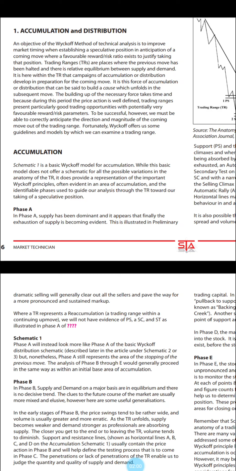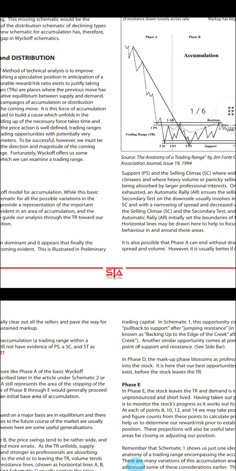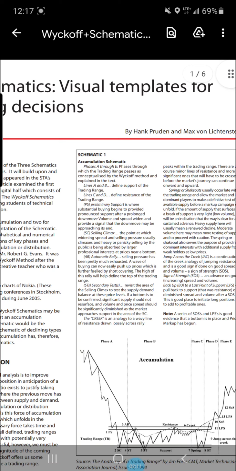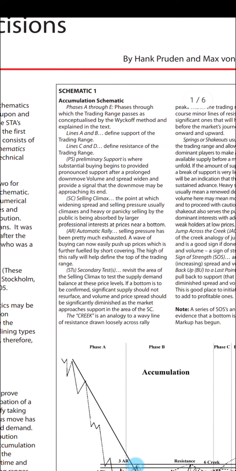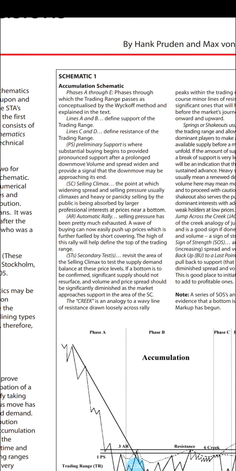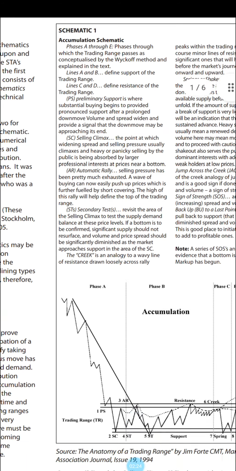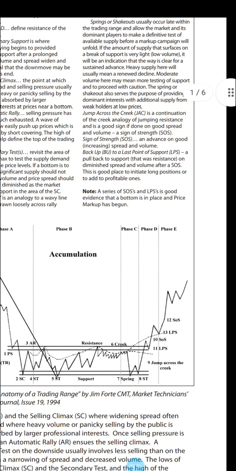Schematic 1 is a basic Wyckoff model for accumulation. Phase A, supply has been dominant and it appears that finally the exhaustion of supply is becoming evident. So here's phase A through E, trading range phases as conceptualized in the Wyckoff method and explained in the text. Trading range lines A and B are accumulations.